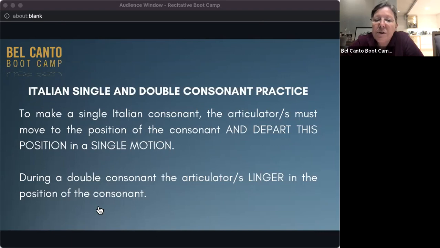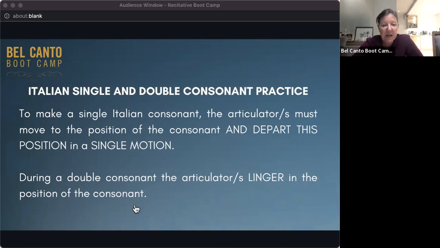That is, if the position for L is this, then in order to say a single consonant, you're going to say la, la, la, la, la. The tongue is going to move up and down in one motion. But if you're going to say bello, the tongue is going to stand up. During a double consonant, the articulators linger in the position of the consonant.